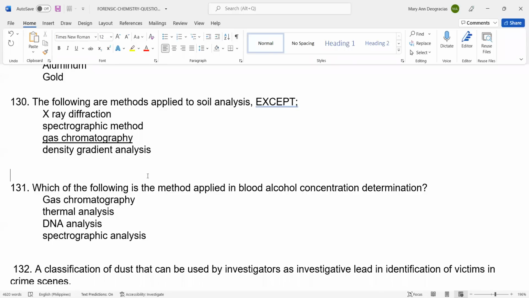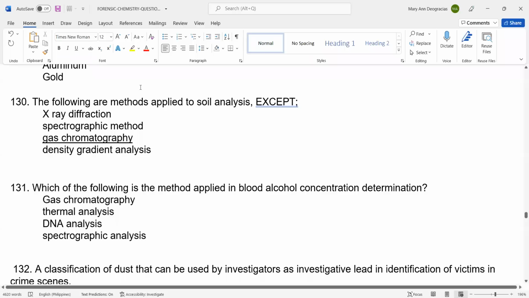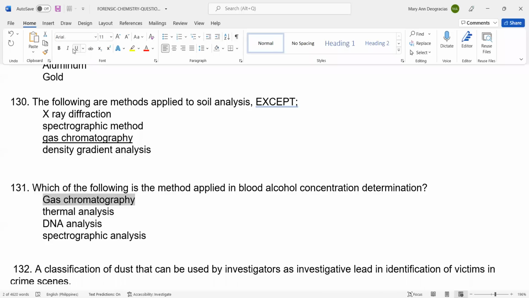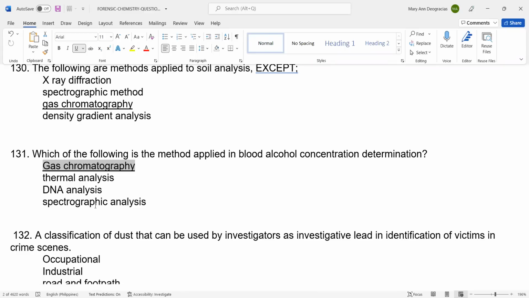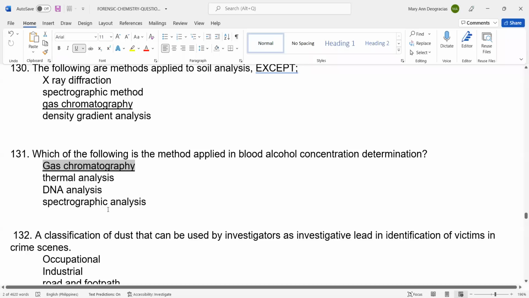Then we have 131. Which of the following is the best method applied in blood alcohol concentration determination? Is it gas chromatography? B, thermal analysis? C, DNA? We have D, spectrography. Okay, our answer is gas chromatography. DNA, yan DNA. Iba naman, thermal is for soil analysis yan. Spectrographic is for soil analysis. For soil analysis, glass analysis, yan. Thermal analysis, pwede rin sa glass yan.